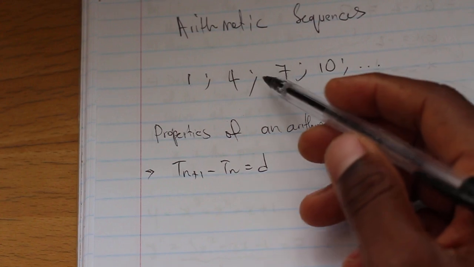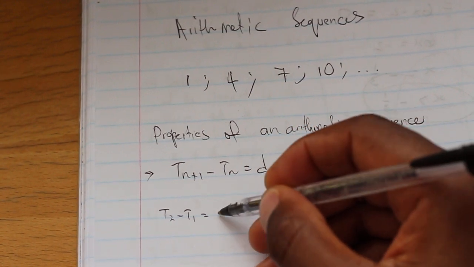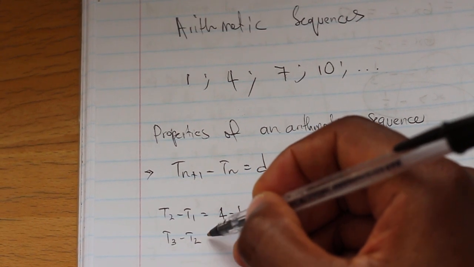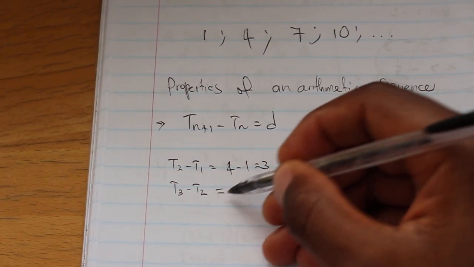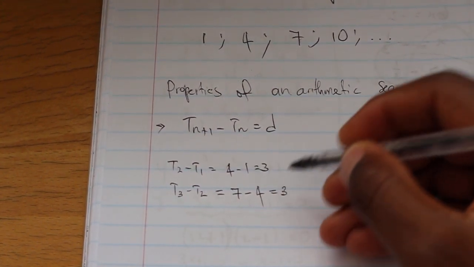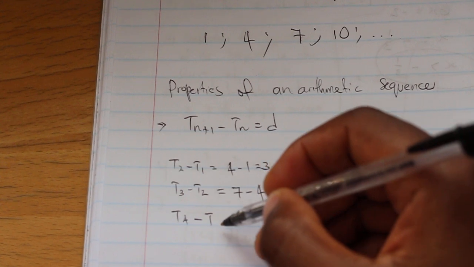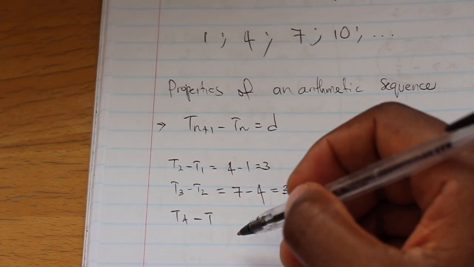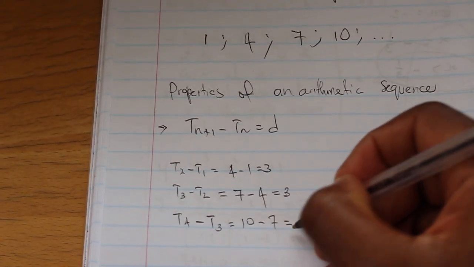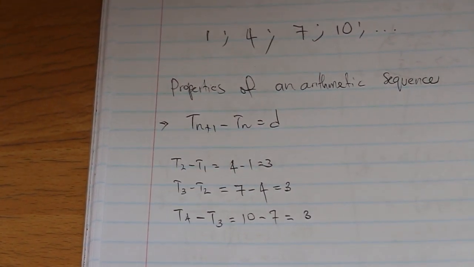So let's do a test with this one. T2 minus T1, you'll be getting what? That's 4 minus 1, which is 3, and then T3 minus T2, that's 7 minus 4, we're still getting 3, and then T4 minus T3, that's 10 minus 7, so we're still getting 3. So we can see that the differences between consecutive terms is constant.